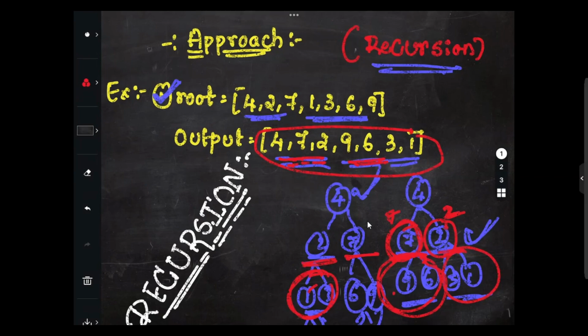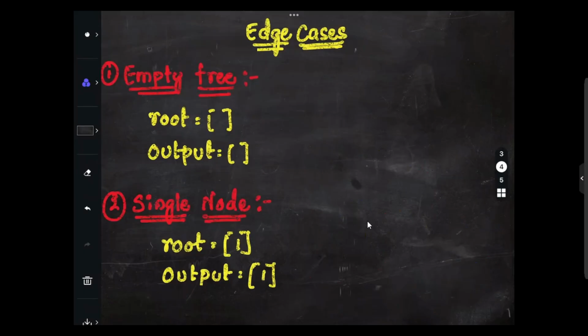Now we are completely familiar with the approach. As we are familiar with the approach, let's move on with the edge cases. Let's discuss edge cases one by one. The first edge case is the empty tree. Here you can clearly see we don't have any nodes, so the output will be empty as well, right? We have nothing to invert here, so the output will be an empty array.